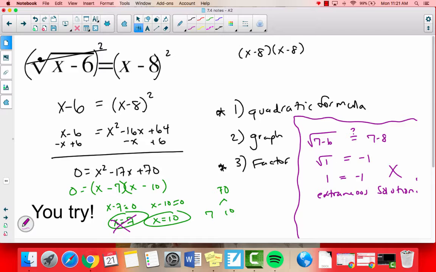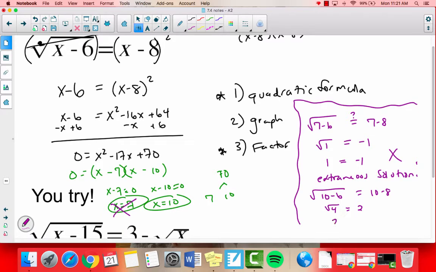Now we want to try with 10. So if I plug 10 in, I get the square root of 10 minus 6. Is that the same thing as 10 minus 8? Well, the square root of 4 is 2, and so you get 2 equals 2. So that means that 10 works, but 7 does not. That's why it's very important to make sure you check your answers. And if you were to graph this, you would see where 1 works and 1 does not. Okay, so it's very important.